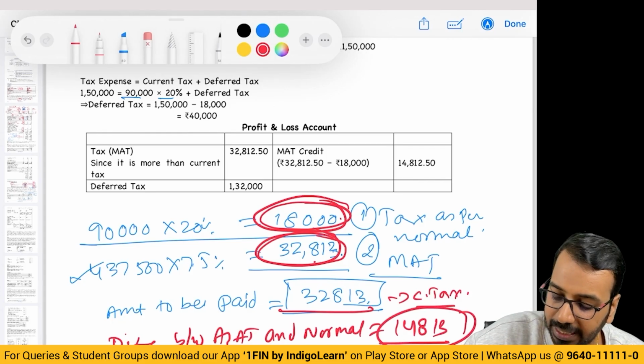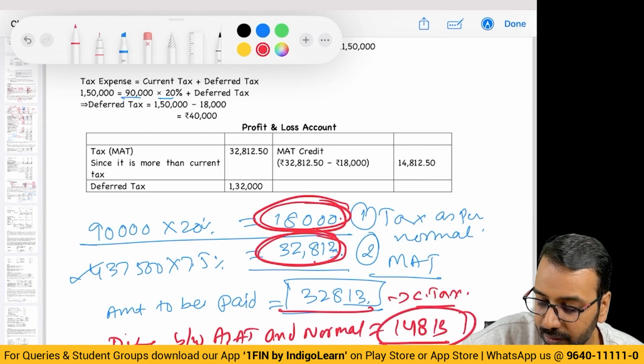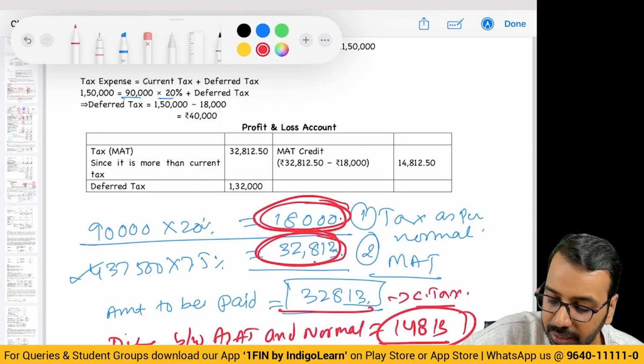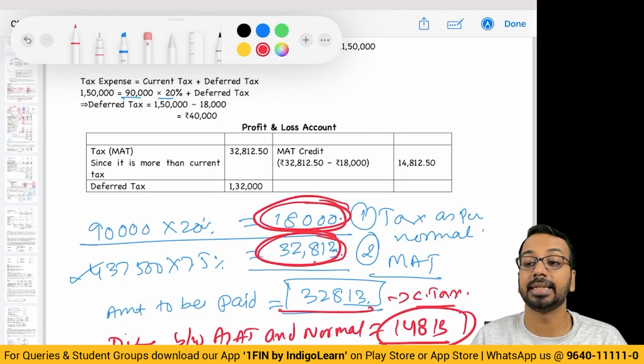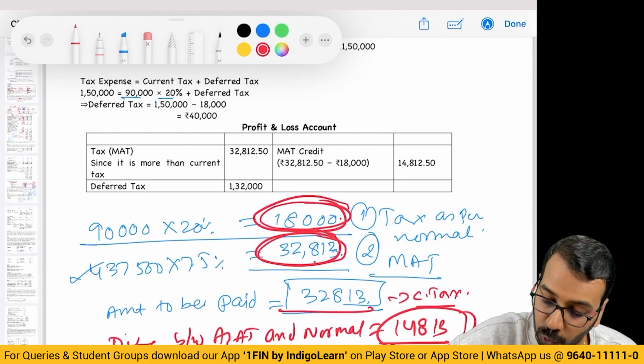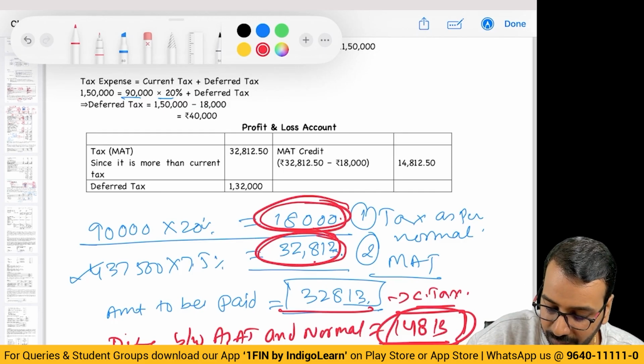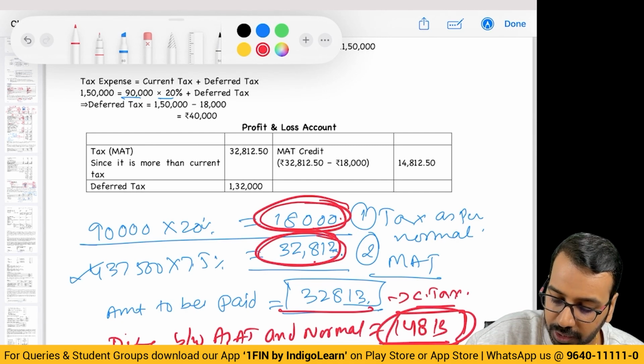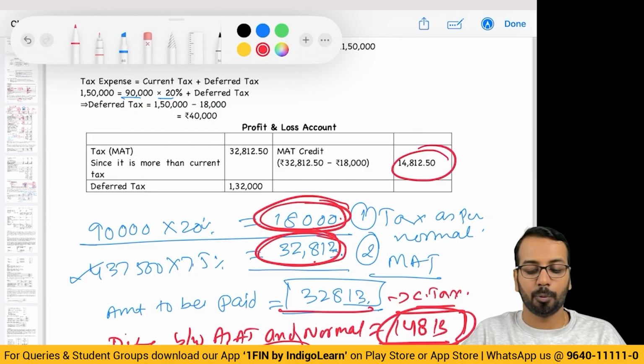This I can take benefit in future. So 14,813 I will debit to MAT credit and I will credit to P&L 14,813. So this amount will be credited to P&L.